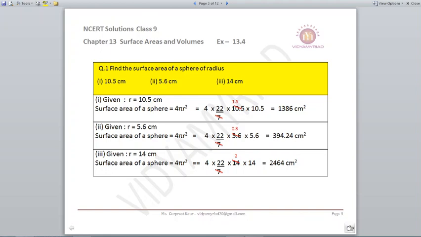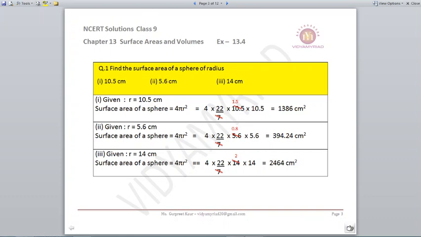Question number 1. Find the surface area of a sphere of radius 10.5 centimeters, 5.6 centimeters and 14 centimeters. Now remember that whenever you are going to find the area, surface area, curved surface area, or total surface area, your answer will come in square centimeter or square meter, whatever is in the question. Now radius given is 10.5 centimeters. You will put it into the formula 4 pi r square. So it will become 4 into 22 by 7 into 10.5 into 10.5.